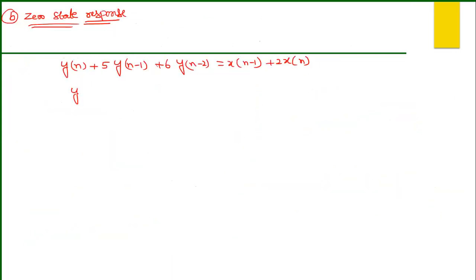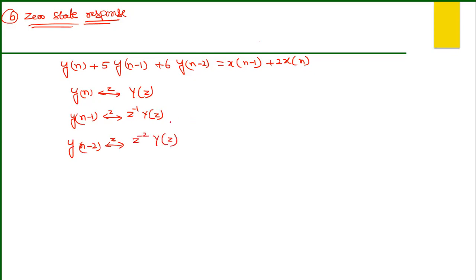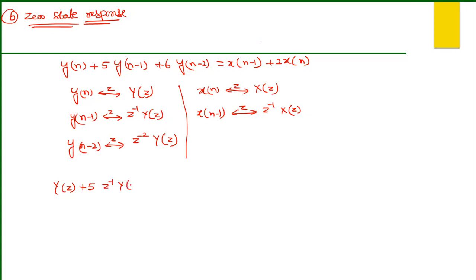Now directly you can write the Z transform of y of n is Y of z. The Z transform of y of n minus 1 is z power minus 1 into Y of z. No initial conditions are required, only this is enough. The Z transform of y of n minus 2 is z power minus 2 into Y of z. Similarly, the Z transform of x of n is X of z, and of x of n minus 1 is z power minus 1 into X of z. You substitute in this expression: Y of z plus 5 into z inverse into Y of z plus 6 into z power minus 2 into Y of z is equal to z power minus 1 into X of z plus 2 times X of z.